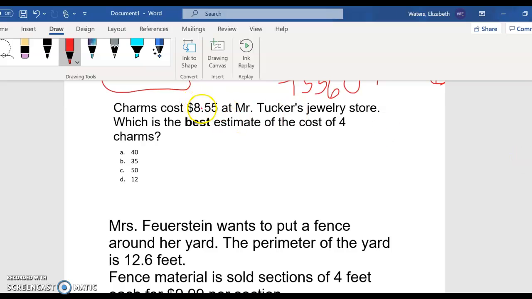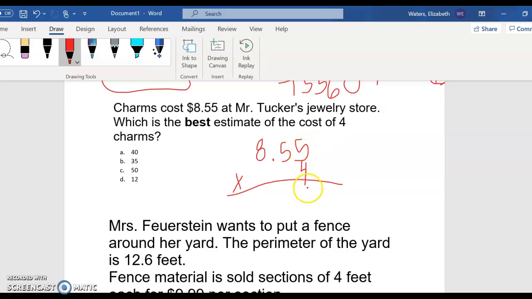Charms cost $8.55 at Mr. Tucker's jewelry store. Which is the best estimate of the cost of 4 charms? So that means you would technically do $8.55 times 4. For this one, where it says best estimate, you'll want to go ahead and do the math and then see which one of these answers is closest. So let's take a look at this and see.